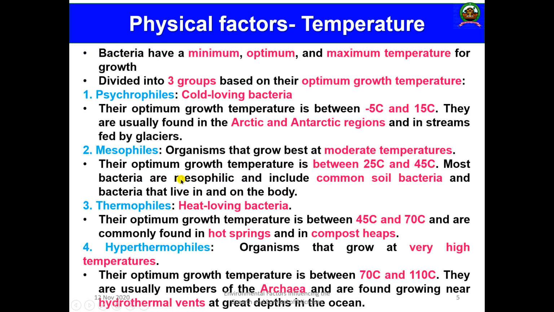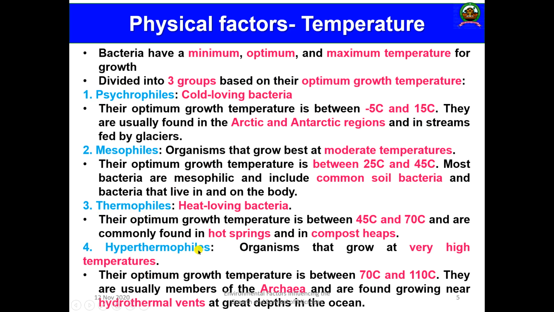Next one is known as thermophiles. Thermo means heat. That is heat loving bacteria. They require heat for their survival and growth. Their optimum temperature is between 45 to 70 degrees centigrade, and they are commonly found in hot springs and compost heaps. Wherever there are hot regions, the bottom of soil, or a compost heap where there is a lot of heat, such kinds of organisms are known as thermophiles.